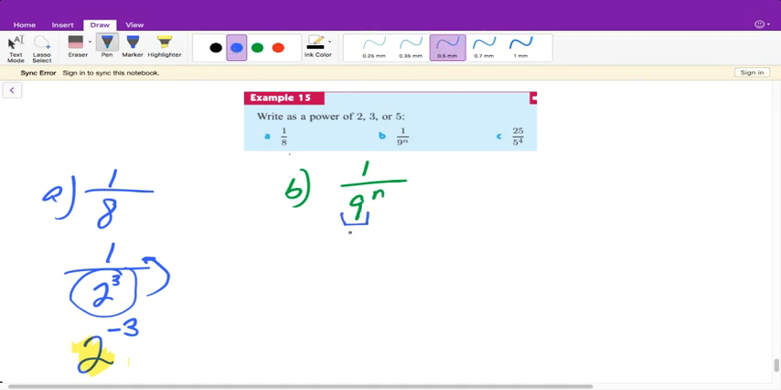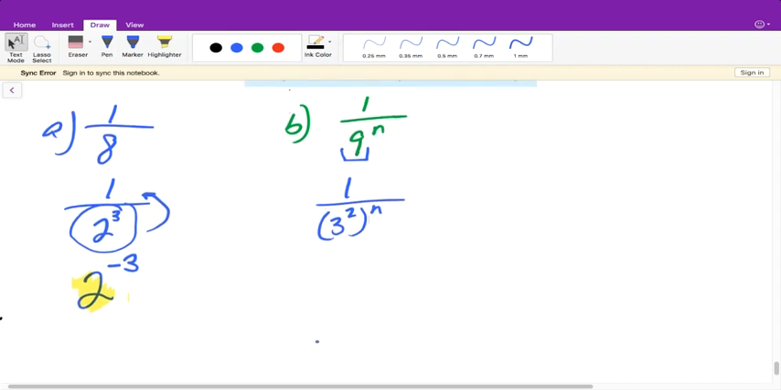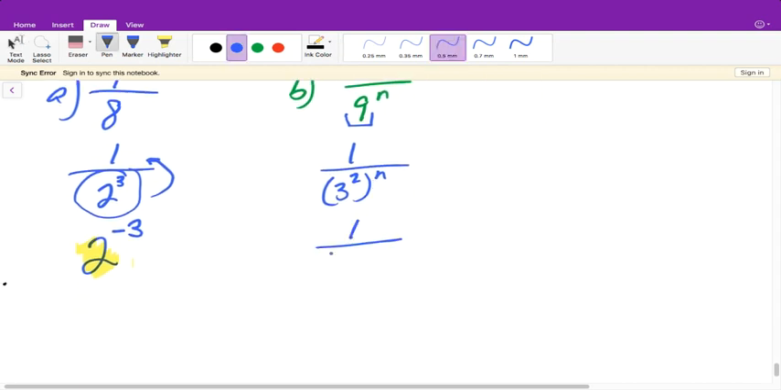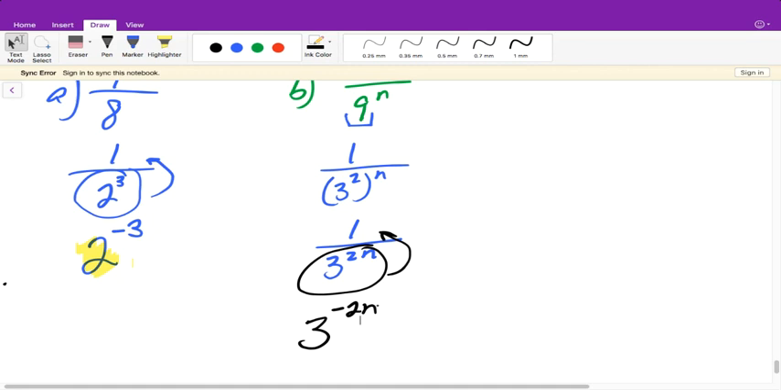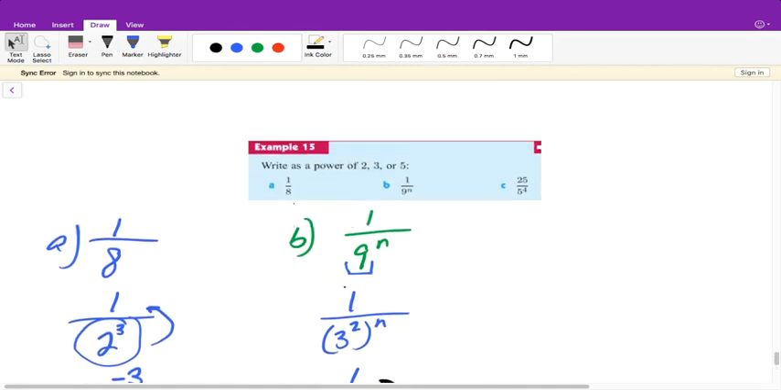So 9 can be rewritten as 3 squared. So 1 over 3 squared raised to the n power. Then we distribute the power to a power, so it becomes 1 over 3 to the 2n power. Depending on what the directions say, I may have you rewrite this in your numerator because we don't want a fraction in some of these cases. In order to do that, when it's positive to begin with, it becomes 3 to the negative 2n power. And that would be your final answer for that one.